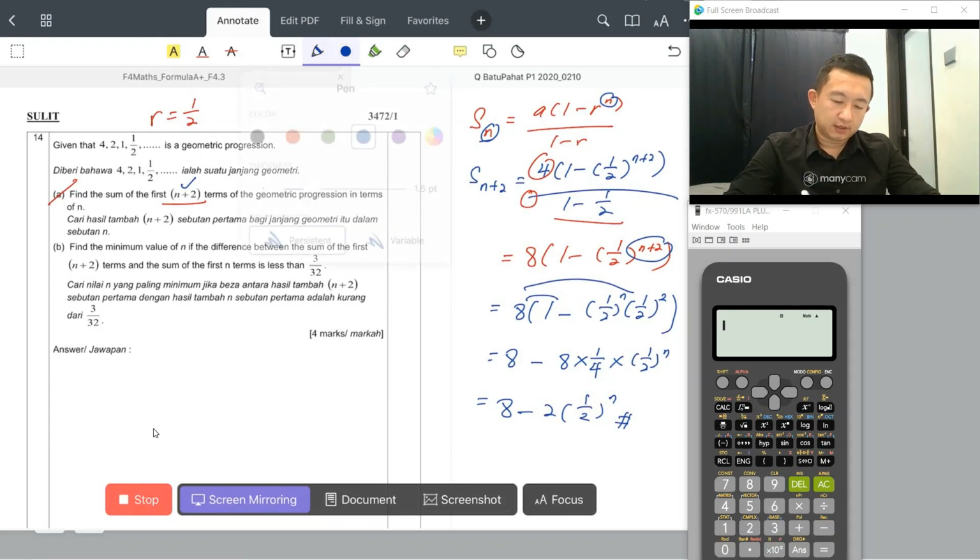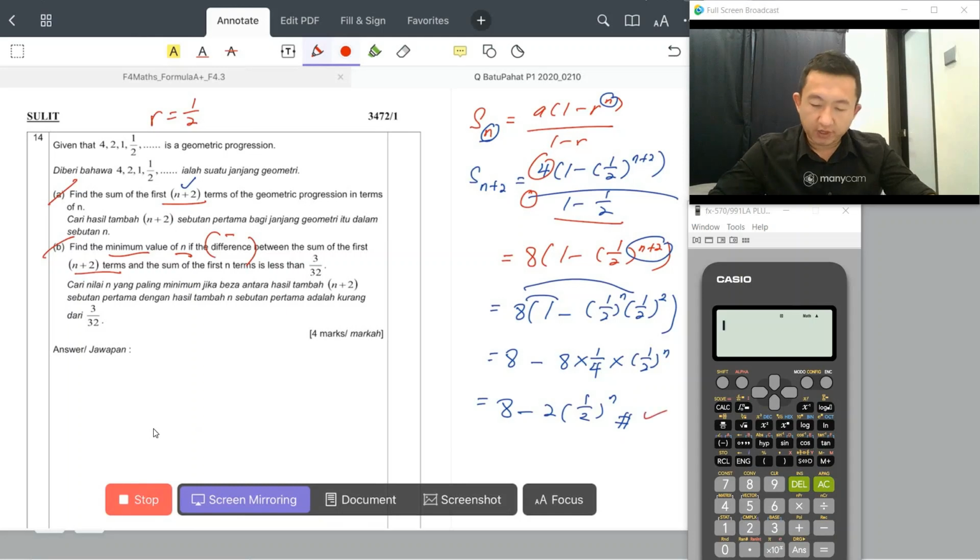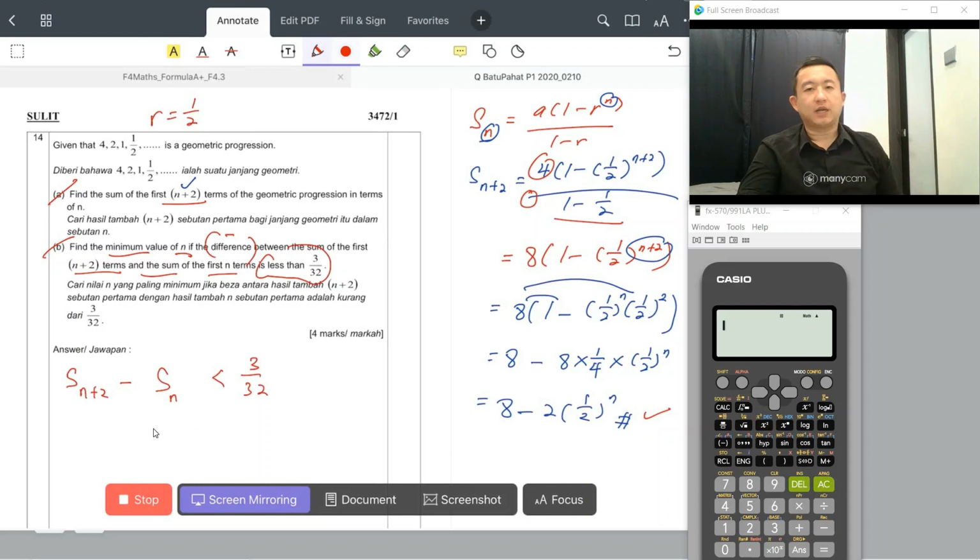Okay. Now we look at 14b. Find the minimum value of n if the difference between the sum of the first n plus 2 terms and the sum of the first n terms is less than 3 over 32. Okay, understand the question: the difference between the sum of the first n plus 2 terms minus the sum of the first n terms is always less than 3 over 32. That is the meaning of it.